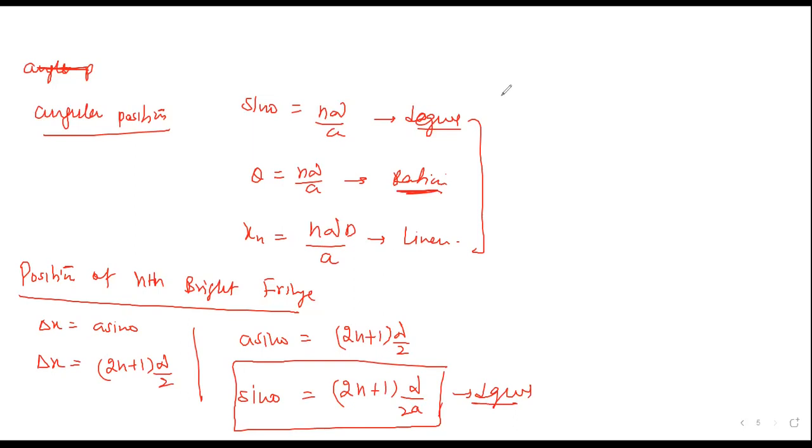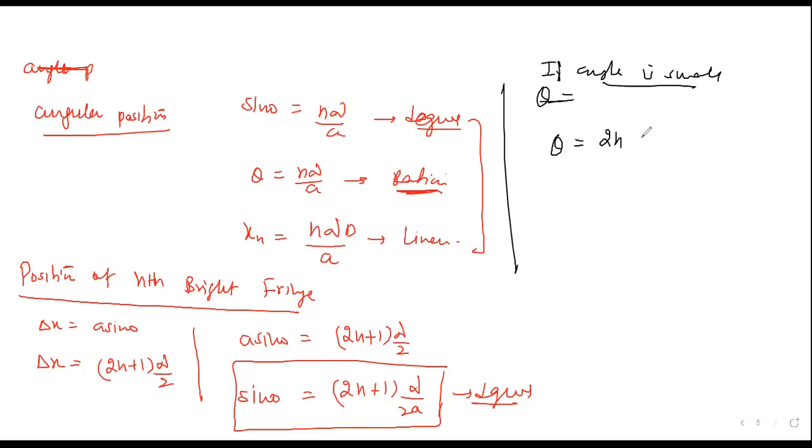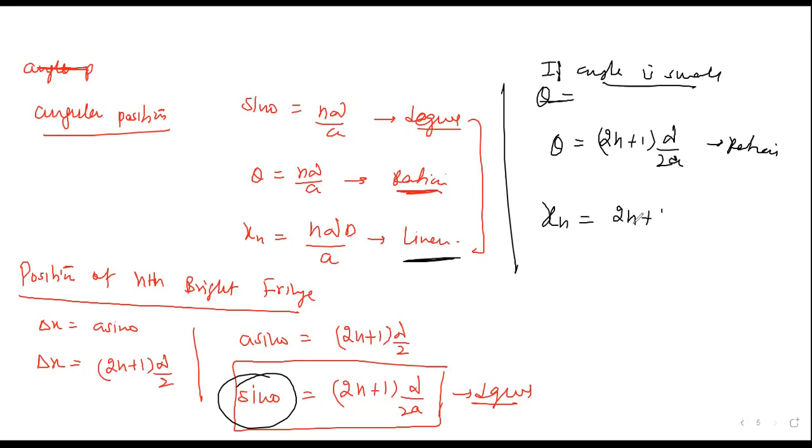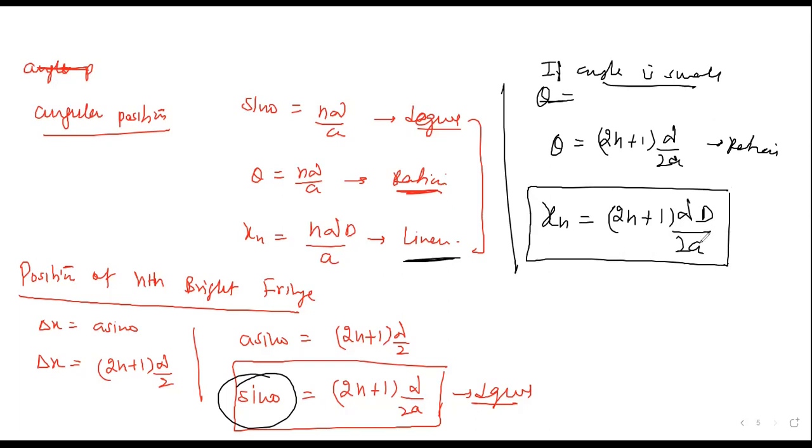Okay, let me change color. So if the angle is small, you write theta itself is equal to 2n plus 1 lambda by 2a. Here the answer will be in radians. Now you can write it in linear format also. Same thing you have to do: instead of sine theta, write tan theta, and tan theta is equal to xn by D. So xn will be equal to 2n plus 1 lambda capital D by 2a. This is the linear position of the nth bright fringe, correct?